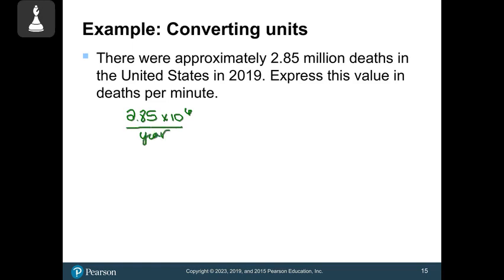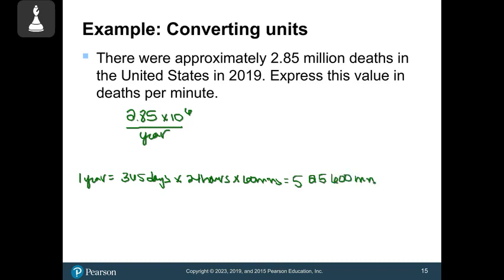So what I need to do now is figure out how many minutes are in a year. And I'm sure you could Google how many minutes are in a year and it's going to tell you. But I'm going to show you here. 1 year is 365 days. And in a day are 24 hours. And an hour is 60 minutes. So if I multiply 365 days in a year, 24 hours in a day, 60 minutes in an hour, I get 525,600 minutes represents a year.